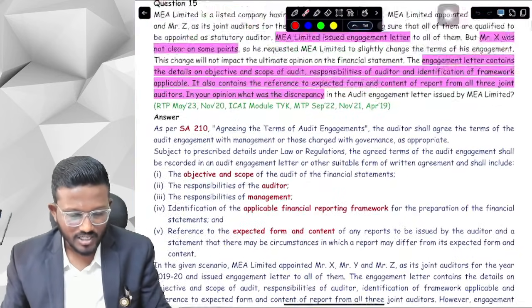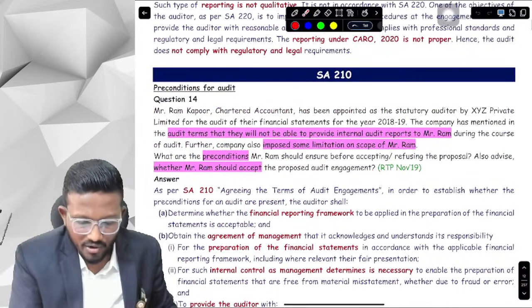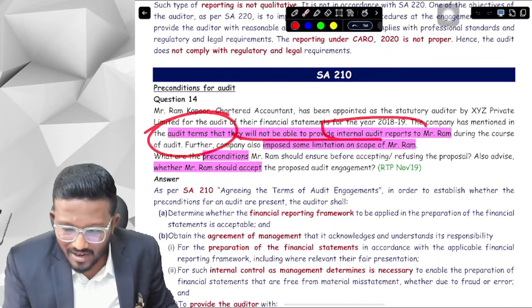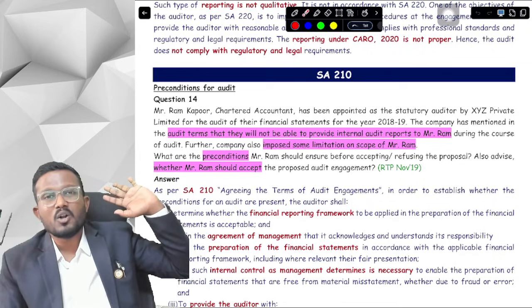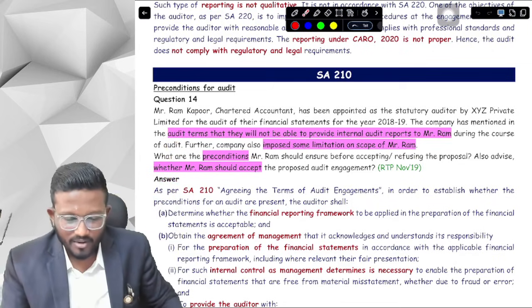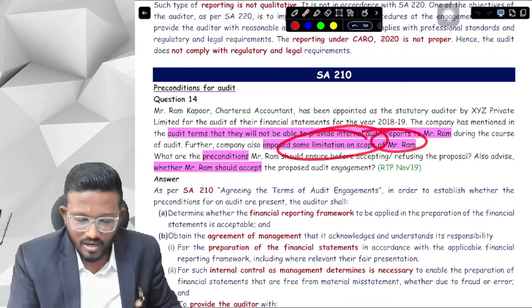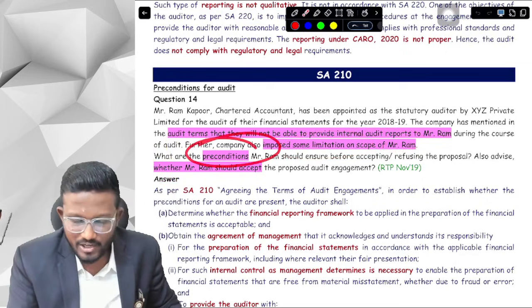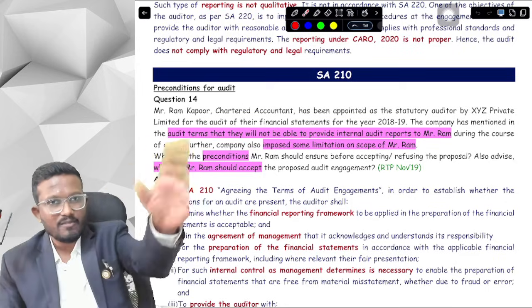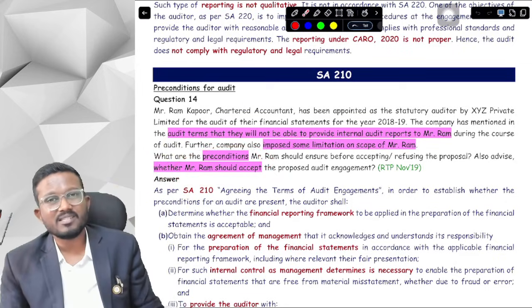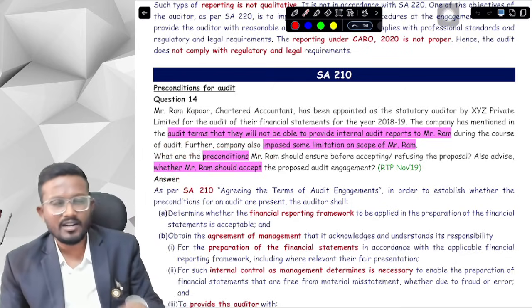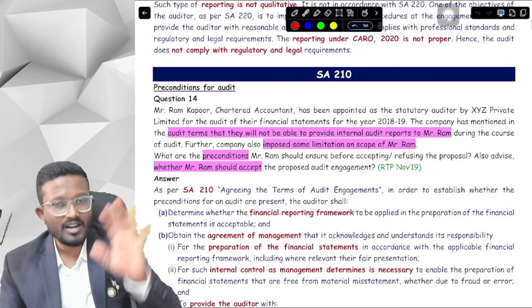Here is question number 14. It says that the auditor's terms are that they will not provide internal audit reports to Mr. Ram. They are putting a limitation on scope that they will not provide me the internal audit report. I will not be able to check the internal audit report, and there is a limitation on scope. What are the preconditions before acceptance or refusal? So basically we will have to discuss the preconditions, and then we should know whether, as Mr. Ram, we should accept the engagement or not. We should definitely not accept the engagement if it will result in our disclaiming the opinion.